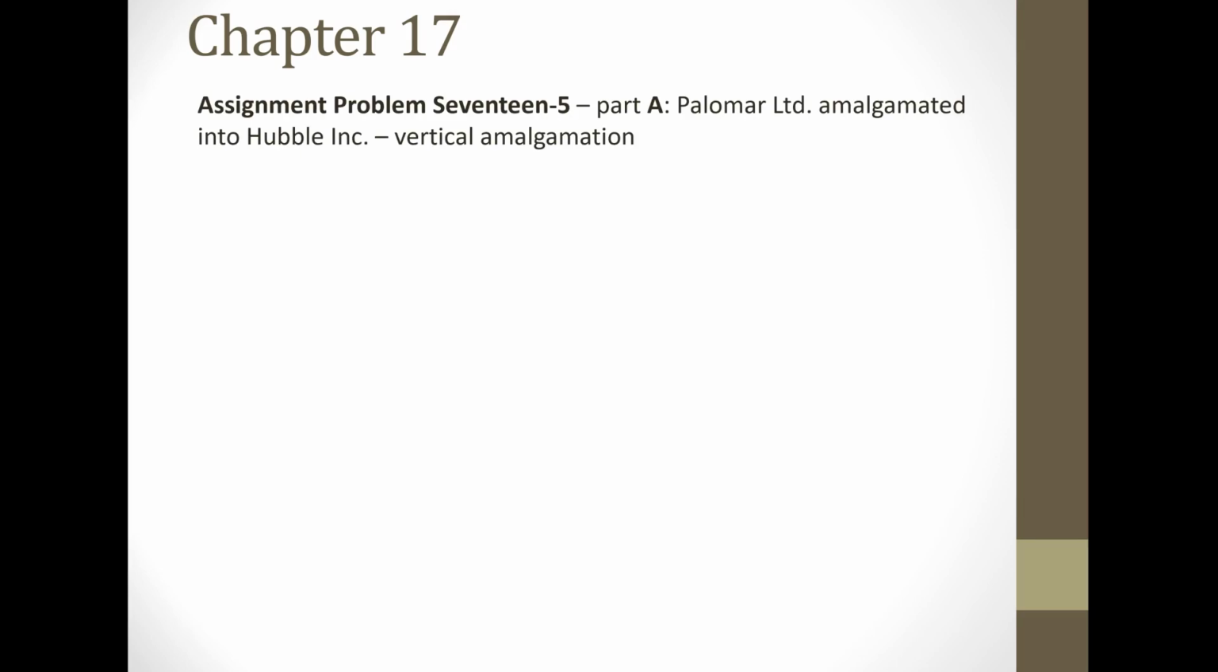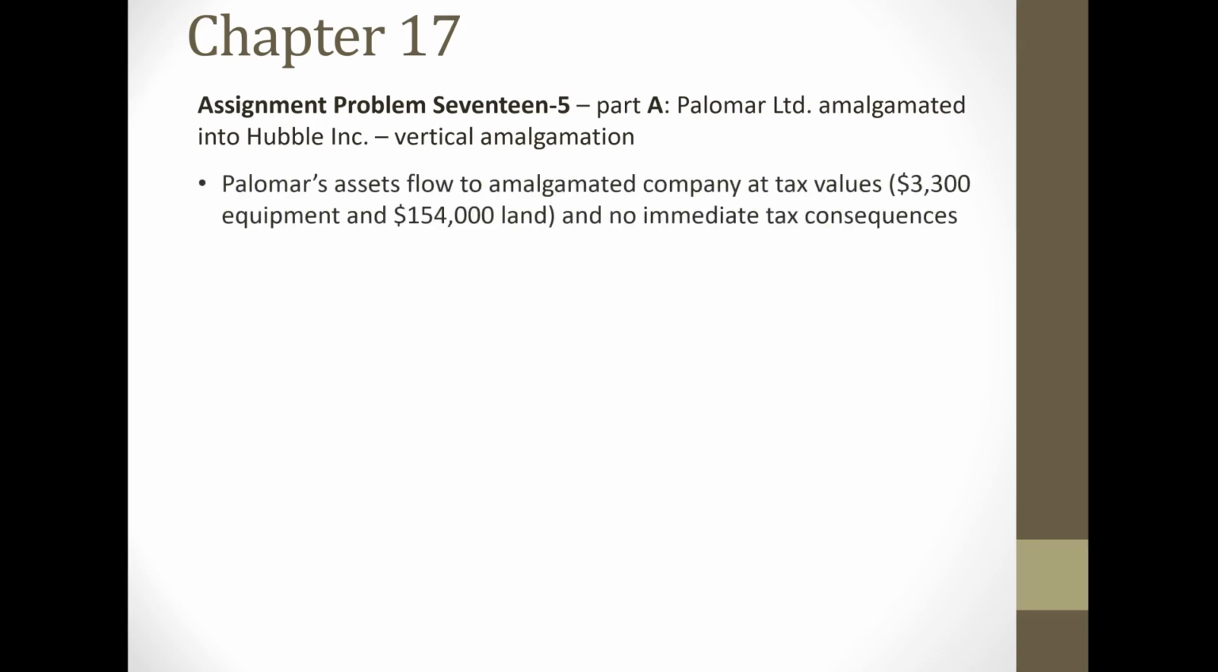Palomar is going to be amalgamated into Hubble, and because Hubble owns 100% of Palomar, this is a vertical amalgamation. Now, the assets of the sub, Palomar, will just flow to the amalgamated company. In this case, it's going to be Hubble at its tax values. So the equipment will flow at the tax value of $3,300, the land as well. Now, because the goodwill has no tax value, it's going to be assigned a zero tax value, and that will definitely flow to Hubble as well, but at a zero tax value.